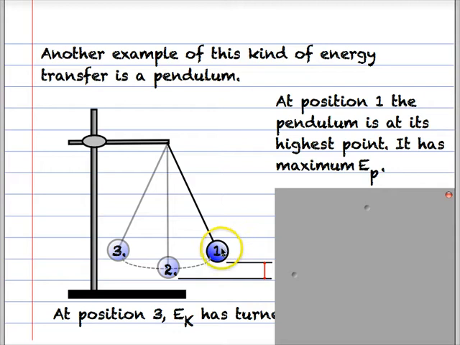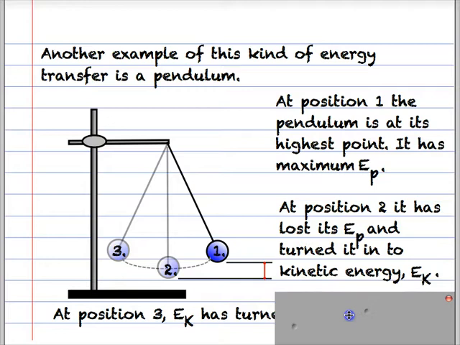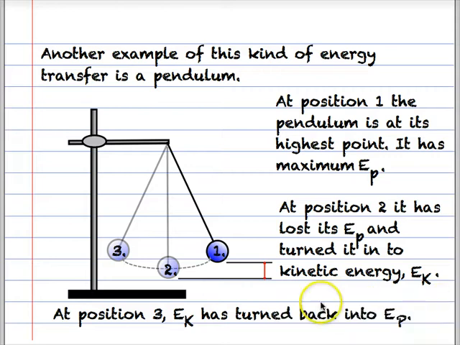If I let it go, it will lose the potential energy and that will be converted into kinetic energy at position 2. As it rises up again to position 3, it loses its kinetic energy, slows down and stops, and at position 3 it has no kinetic energy, but it's back to having a maximum potential energy.